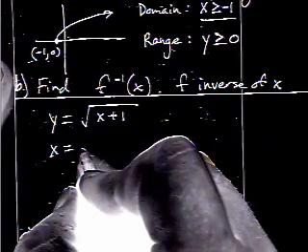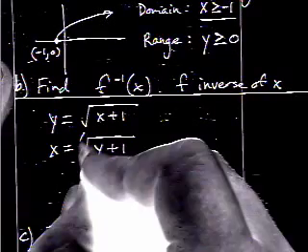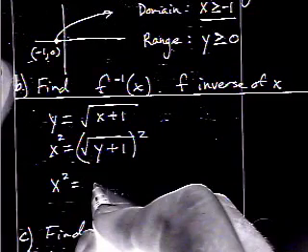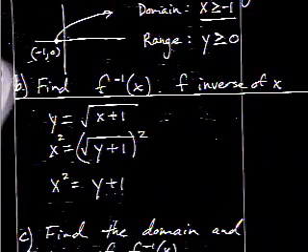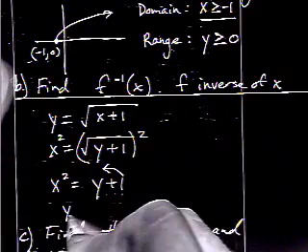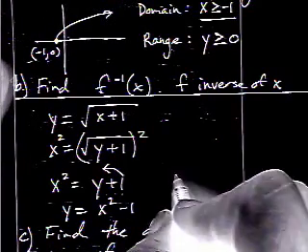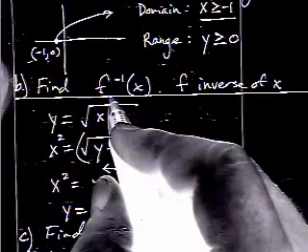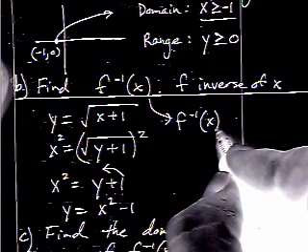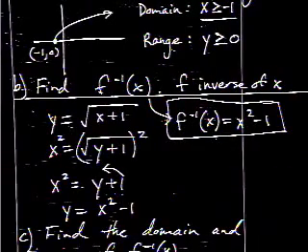Switch x and y. Solve for y, right? So I'm going to square both sides. So I've got x squared equals y plus 1. And I solve for y by moving that to the other side. So y equals x squared minus 1. How do I want to write that? Because of the instructions, I want to write that f inverse of x equals x squared minus 1. All right, that's the way I want to write it.